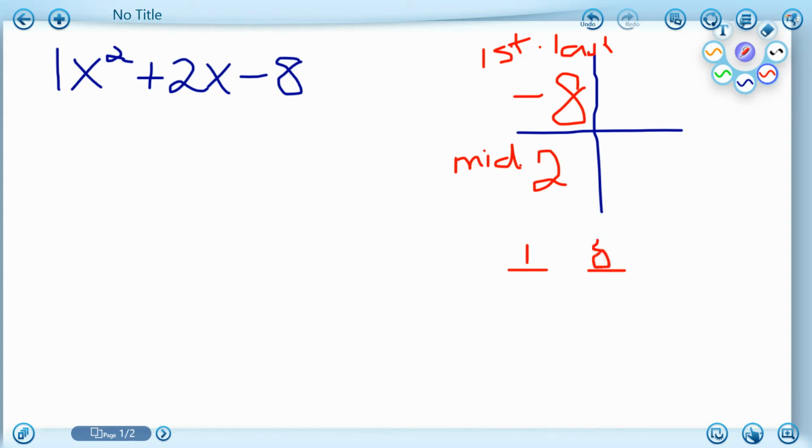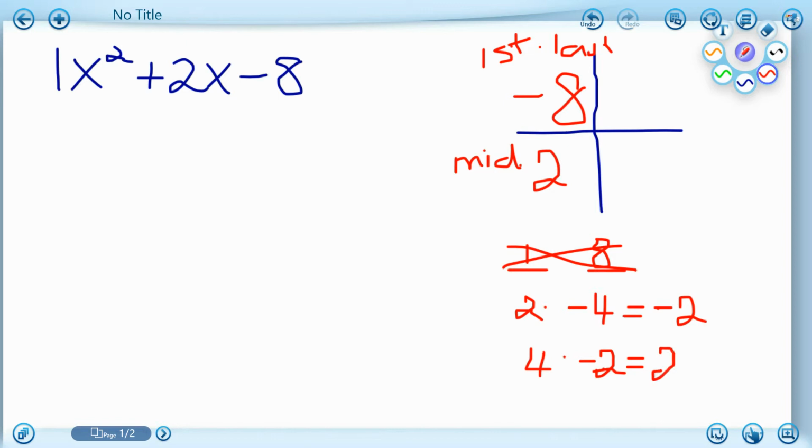So 1 times 8 gives you 8, but even if I subtract or add, it's not going to give me 2. So that doesn't work. How about 2 times 4? That gives me 8, but not -8. So I'm going to do 2 times -4, which gives me -8, and if I add, it gives me -2, but that's not what I want. How about 4 times -2? That still gives me -8, and when you add, I get +2. So those two are the numbers that you want.